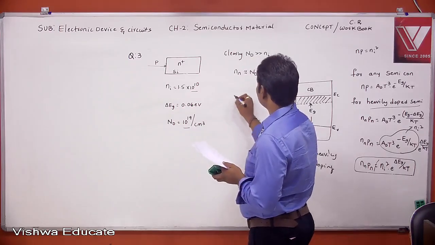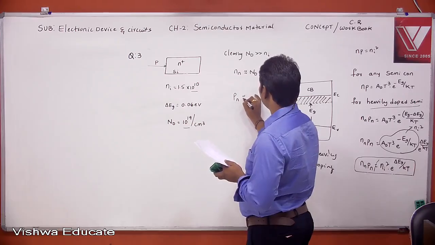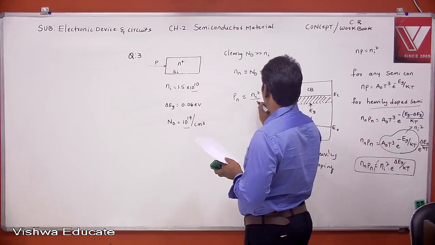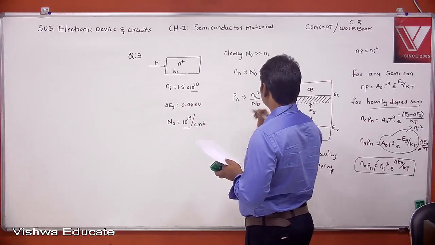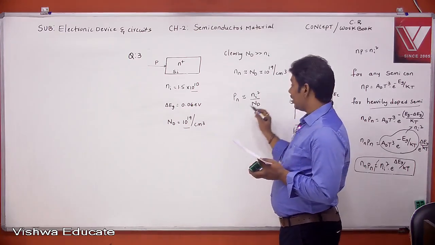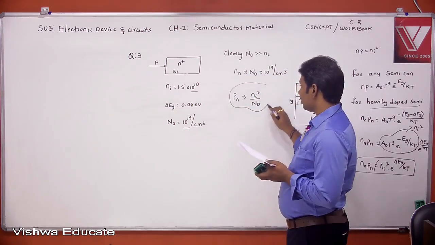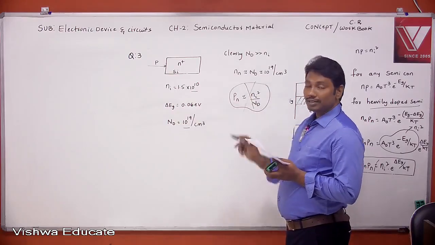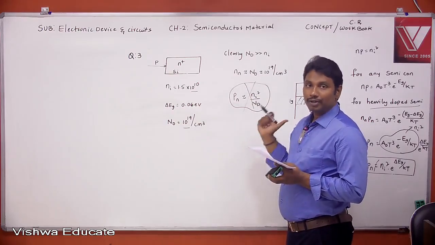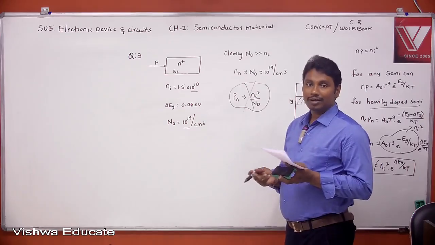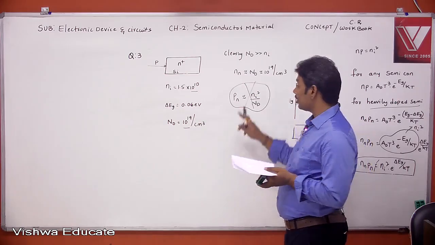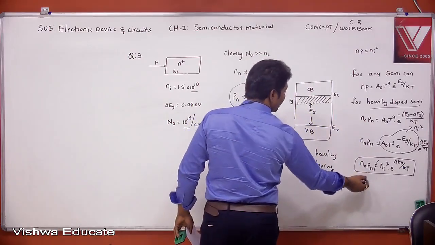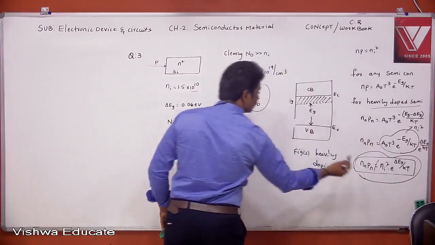Next, Pn, the hole concentration. Pn is equal to Ni square by Nd. Is it correct? Actually, this is the mass action law. But here our semiconductor is heavily doped. Just now I told, for heavily doped semiconductor, the mass action law is not valid. Then how to calculate this hole concentration? We can use this expression.